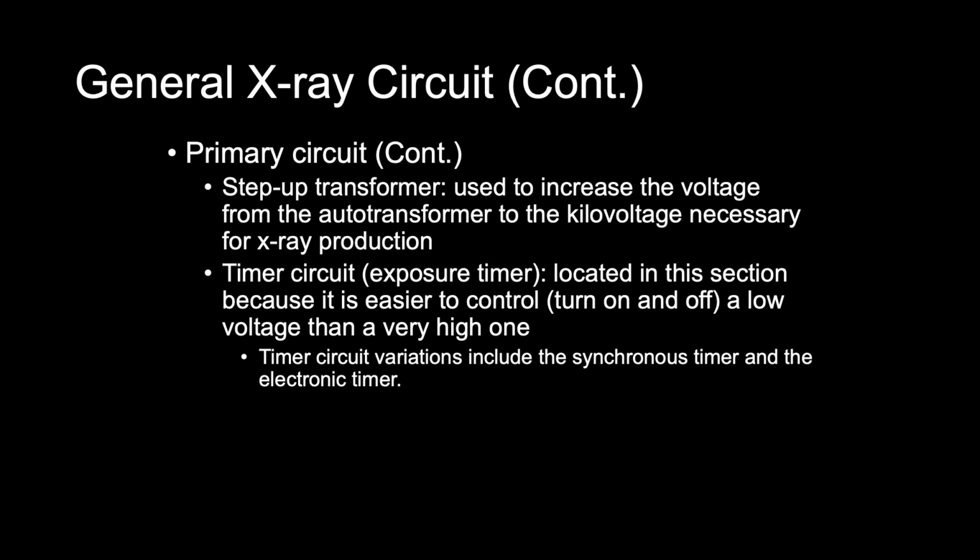And then there is a second variation of an exposure timer or timer circuit, and this is the electronic timer. It is a very sophisticated and accurate timer, and this is the most widely used one today. This timer is based on the time it takes to charge a capacitor through a variable resistor.